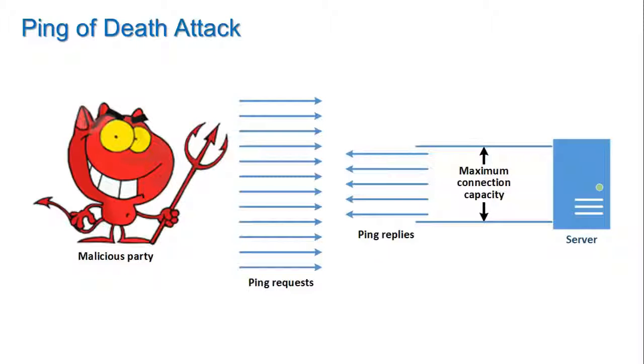Similar to an echo chargen attack, a ping of death attack is characterized by a malicious party sending an excessively large number of ping requests to the target server, which will attempt to respond to the requests. If a sufficiently large number of ping requests are sent to the target server, then the incoming ping requests and the outgoing ping replies will consume all of the server's available network capacity, thus disrupting the ability of legitimate users to access network resources.